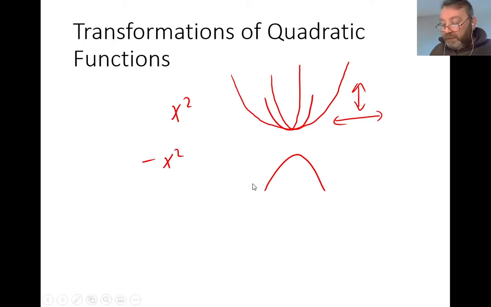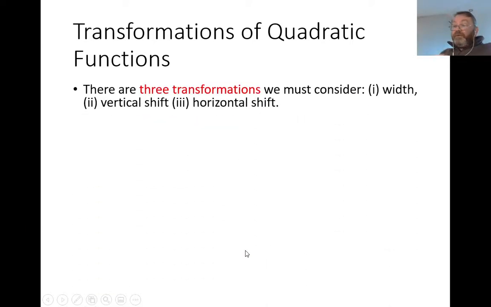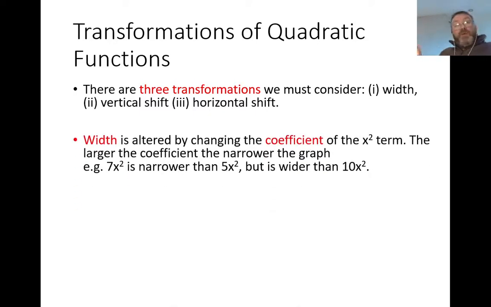So let's just take a look and see what the quadratic functions allow me to do. Okay, so there are 3 transformations, as we said already. The width, which is how close the arms are to the y-axis, if they're close or if they're far away, narrow or wide graph. Vertical shift, that's up and down the y-axis, and a horizontal shift, which is left or right around the x-axis. How do we control the width?